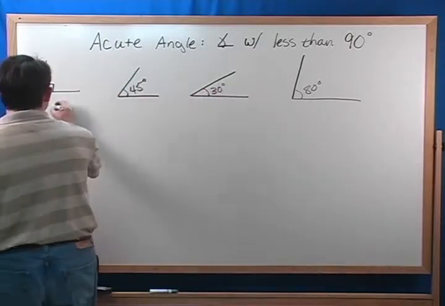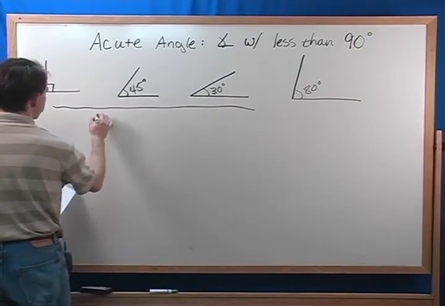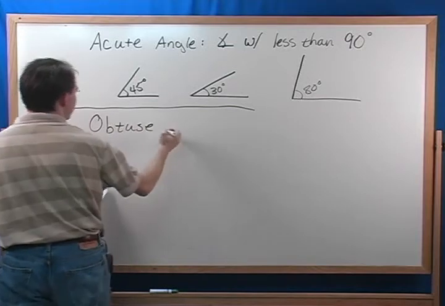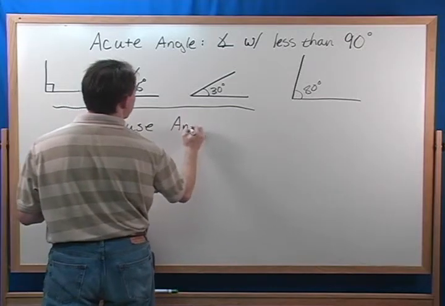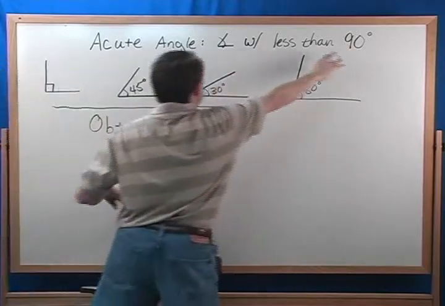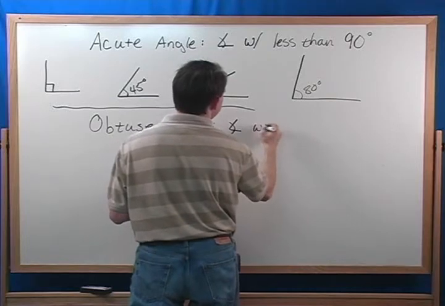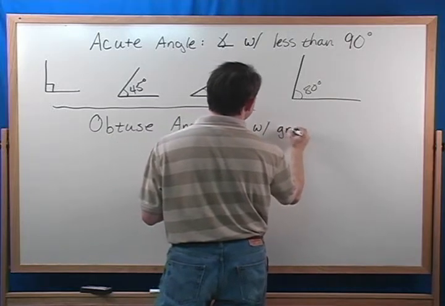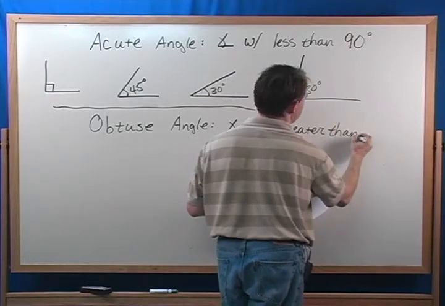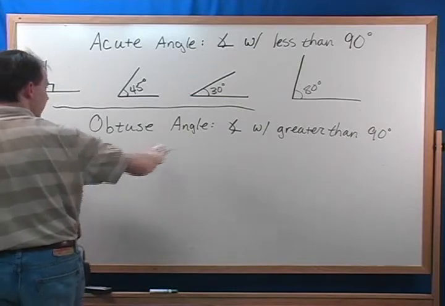Okay, now let's talk about another kind of angle. When we're classifying our angles, called an obtuse angle. Okay? Well, what do you think this is going to be? If an acute angle is less than 90 degrees, then an obtuse angle is just an angle with greater than 90 degrees. Okay, so that's all it means. So let me give you some examples of obtuse angles to show you.